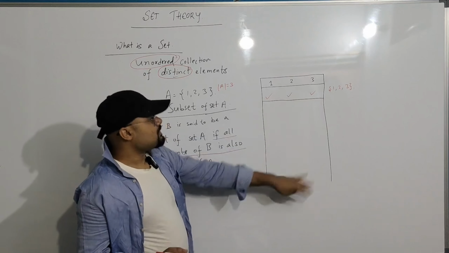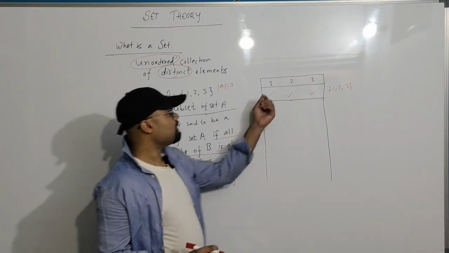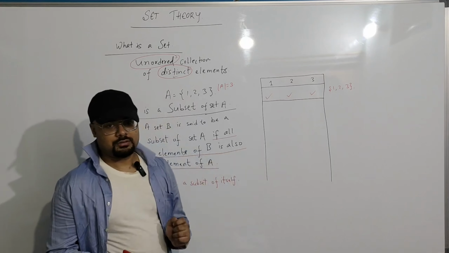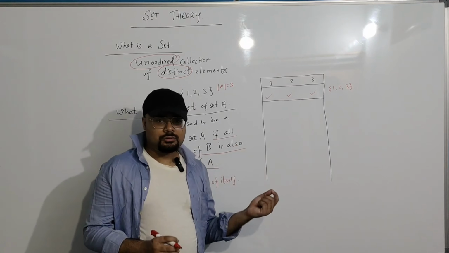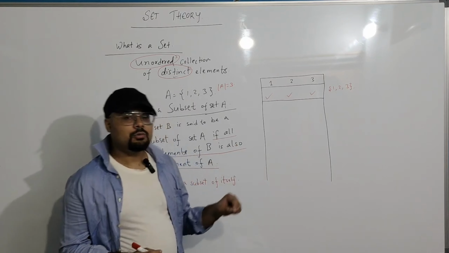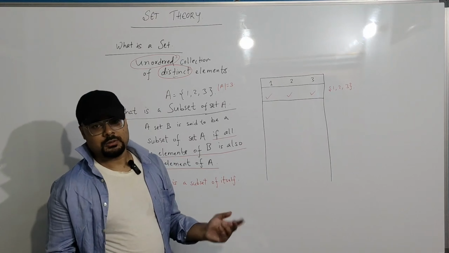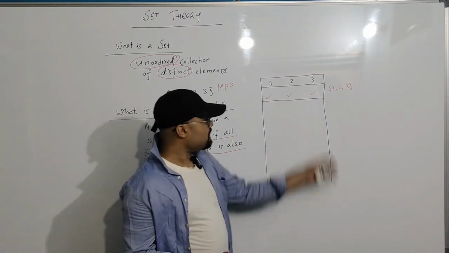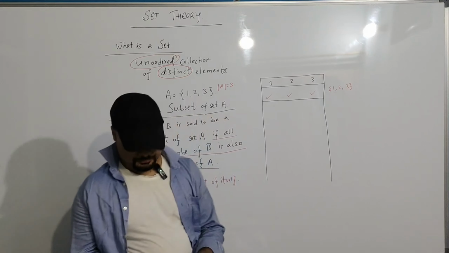And for any other subset, either I'm going to pick 2 elements and not pick 1 element, or I'm going to pick 1 element and not pick 2 elements, or I'm going to not pick any of the elements, because for every element I have 2 choices. So let me write possible subsets of cardinality 2.